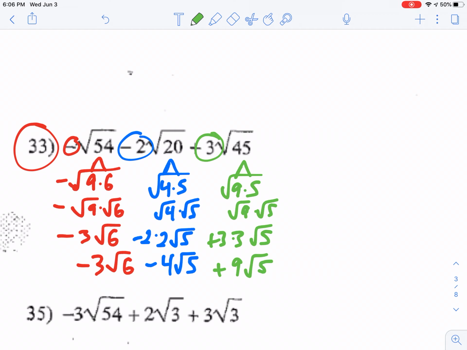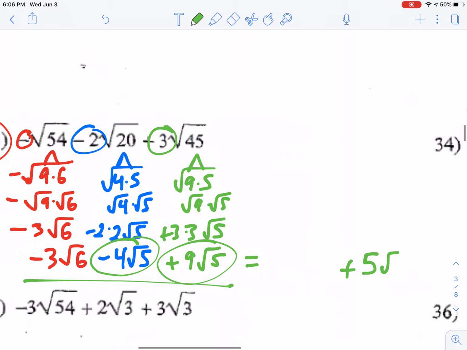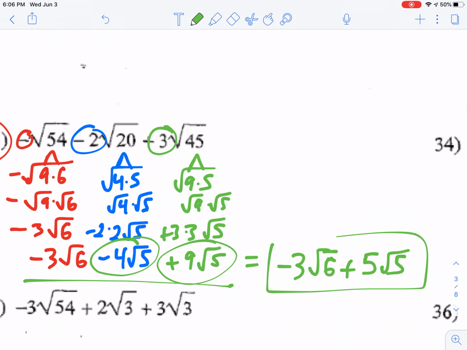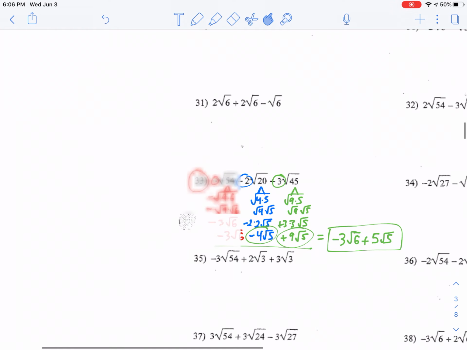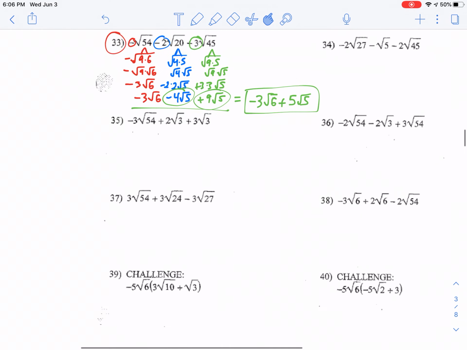So now we're at our last step right here. We could combine any like terms that we see. And I see negative 4 root 5 and plus 9 root 5 are like terms. So when you add them together, you get plus 5 root 5. And then the minus 3 root 6 is also there in our answer. All right. That's how you do all these.